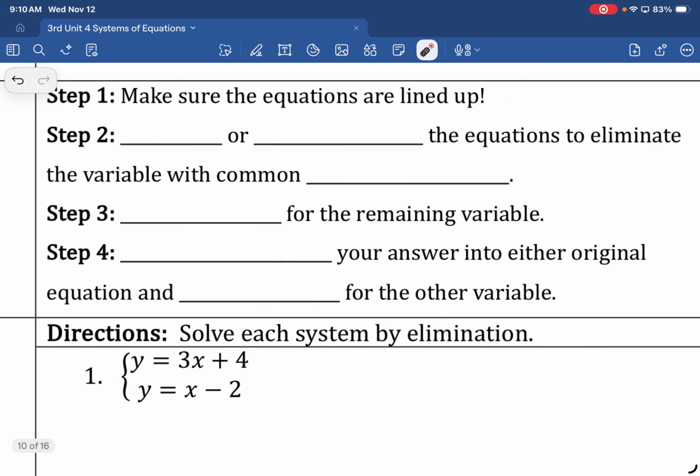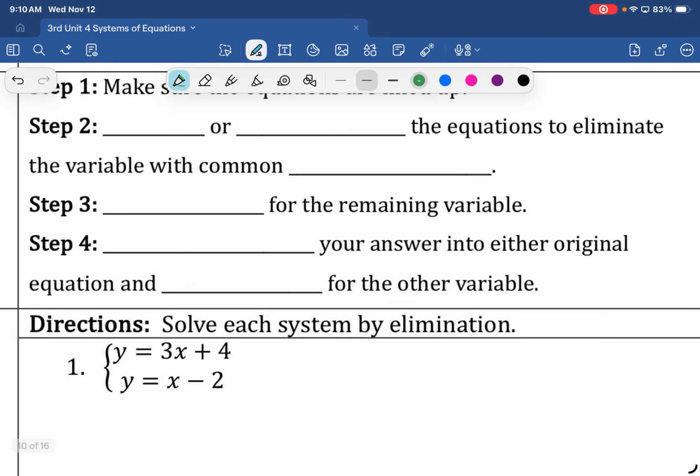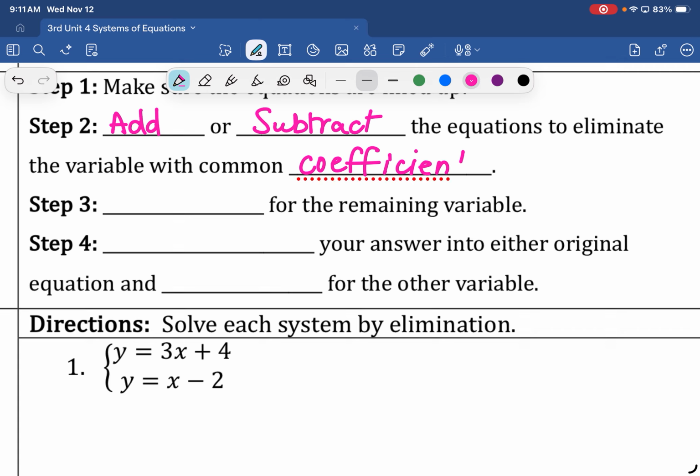Then you are either going to add or subtract to eliminate the variables. We are specifically going to be looking at the variables with common coefficients. Those are the ones that we can eliminate. What is a coefficient? The number in front of the x or the y. Okay, it's whatever is in front of our variable. So whenever our coefficients are the same between both equations, we can eliminate a variable.